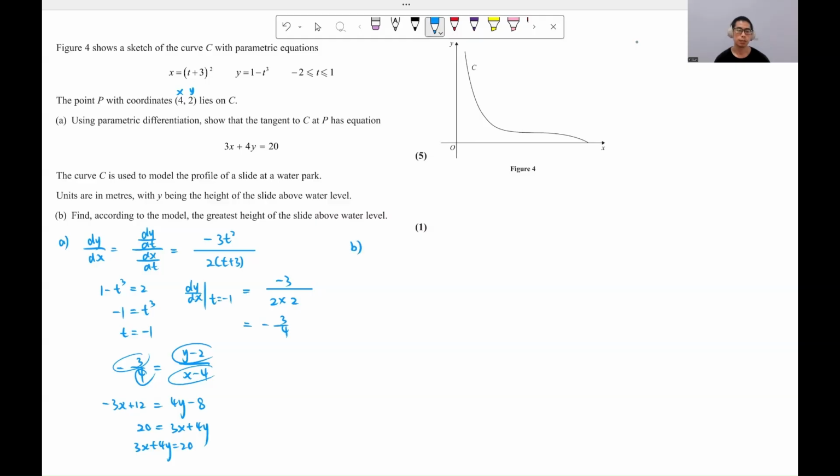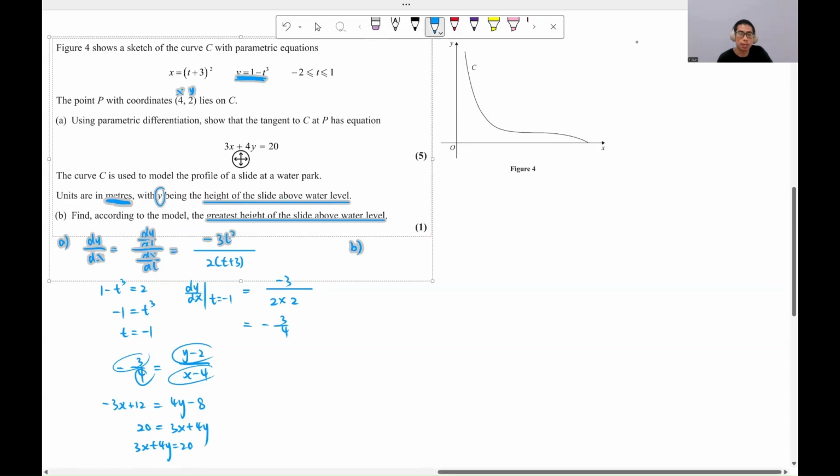For part B, it says curve C is used to model the profile of a slide at a water park. Units are in meters, and y is the height of the slide above the water level. Find, according to the model, the greatest height of the slide above the water level. To work out the greatest height, we look at the y value, because that is the height of the slide above the water level. We know t is between -2 and 1, so we just have to work out the largest possible y value.